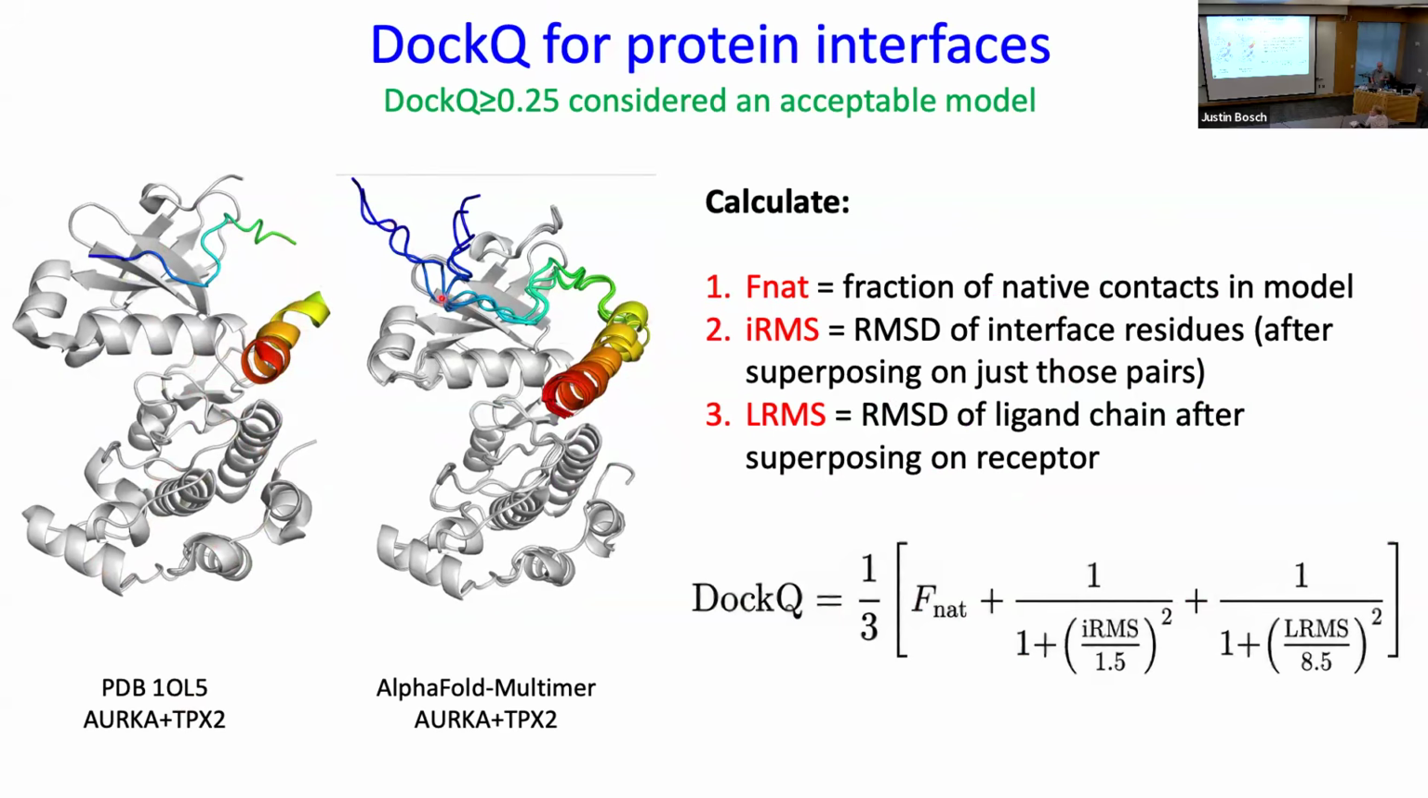Here's the AlphaFold model, which is very good. Everything is really in the right place. How good is this model relative to this crystal structure? And so DockQ is a measure of that. It is based on 3 different numbers.